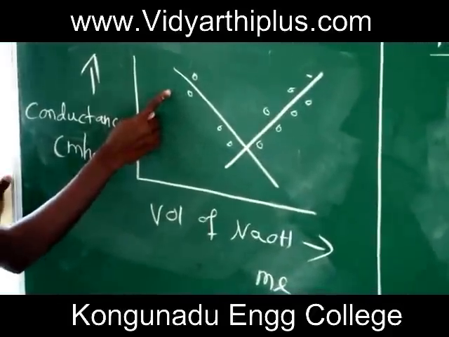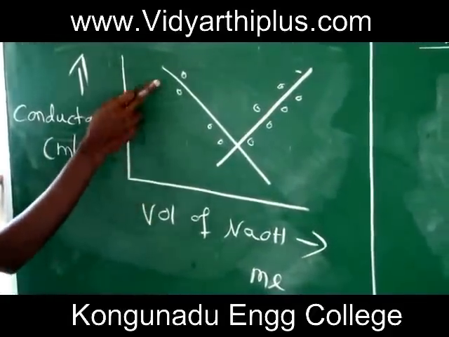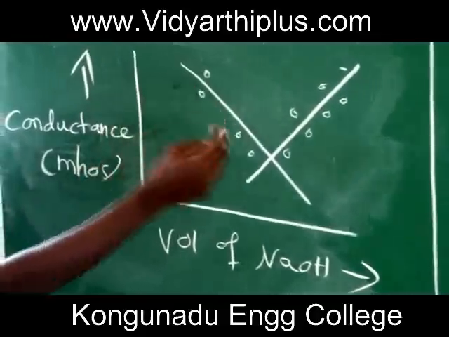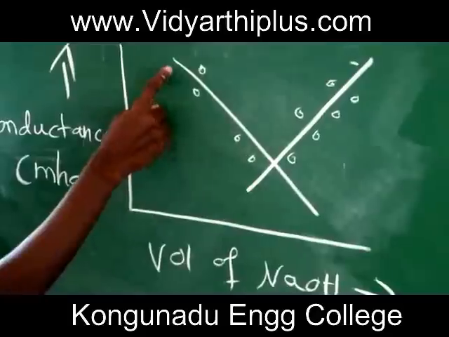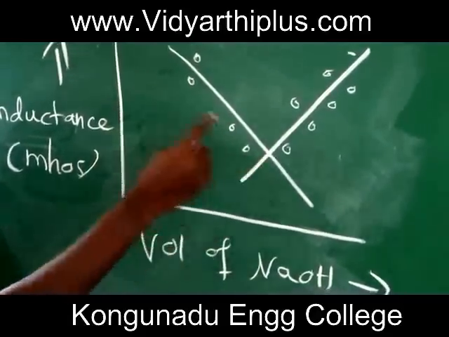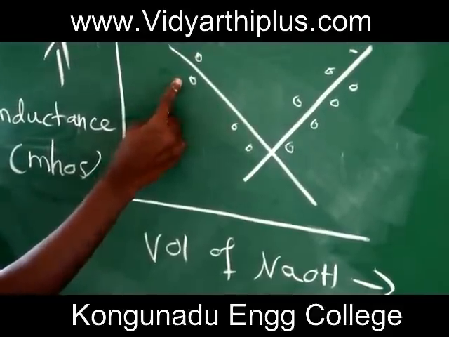Actually, what is happening in this reaction is that during the decrease in conductance, the fast moving H+ ions are replaced by slow moving Na+ ions, so that all the H+ ions will be removed and it will be replaced by slow moving Na+ ions to give sodium chloride and water.